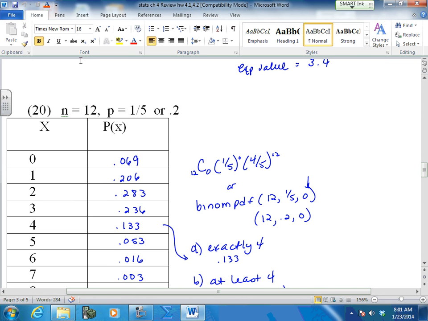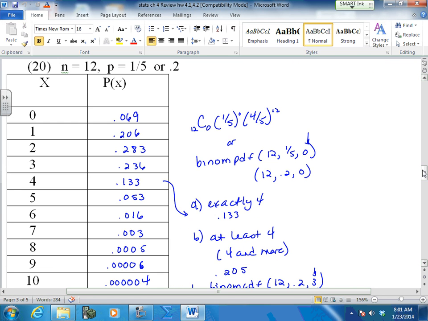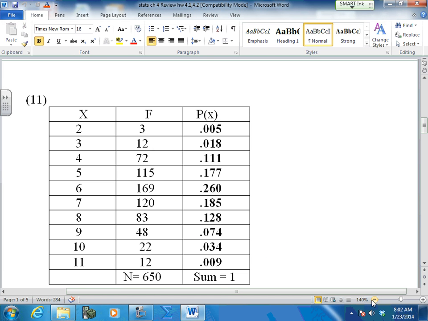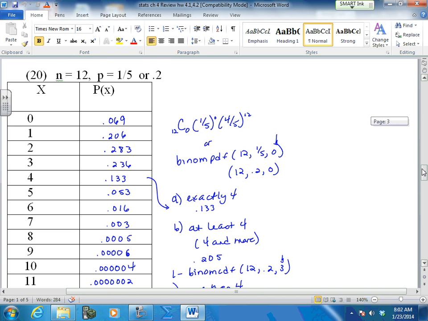All right, number 20. Now, number 20, you can do this a number of ways. All they cared about was exactly 4, fewer than 4, at least 4. So if you catch what they're asking, you can look for the one with the 4. And then you can do the less, you can do the cumulative, you can do the 1 minus that. When we went through doing this, I said, it's just easier, make the table. And then you don't have to worry about, did I do cumulative, did I count the 4, did I not count the 4? Go 1 through 12 on your table.